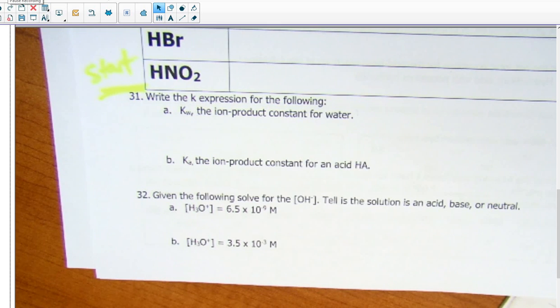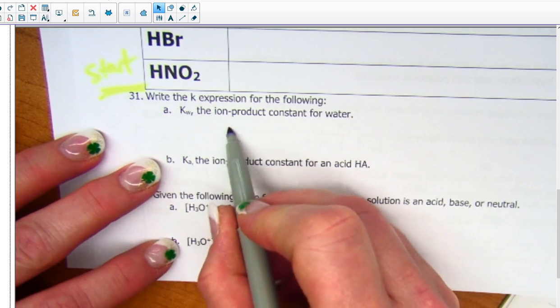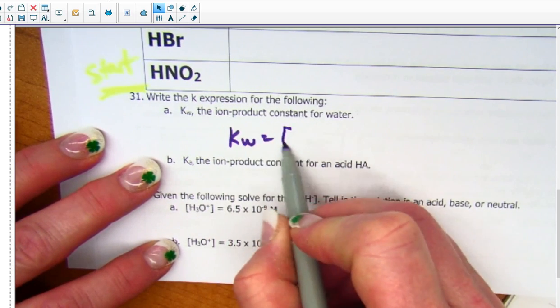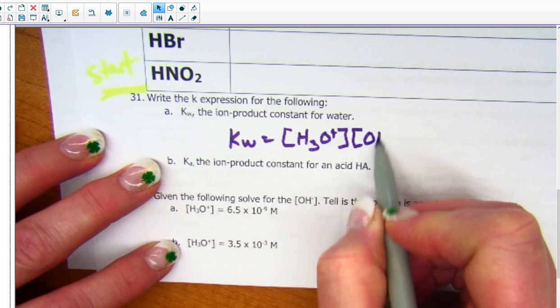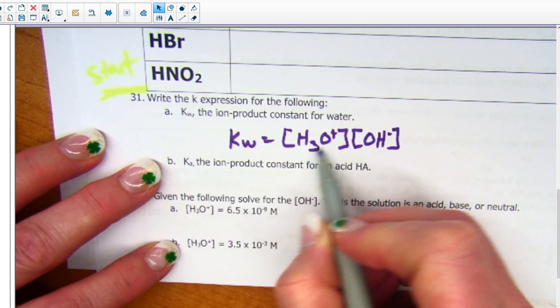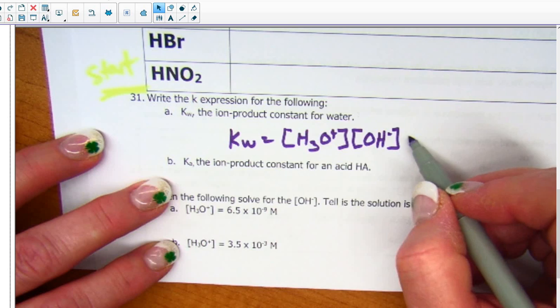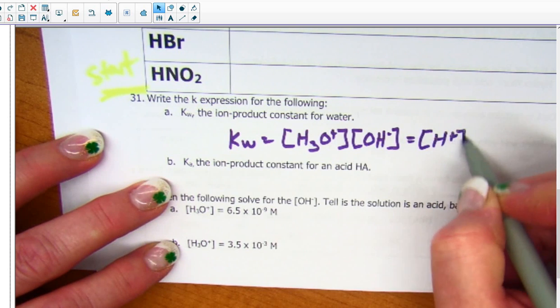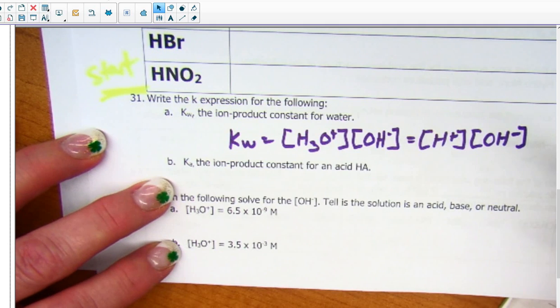Okay, so this is where the old review ended and the new review starts. So we're going to start with, first of all, write the K expression for the following. Kw. Kw is just equal to H3O+ times OH-. Now remember, I told you sometimes I would write H3O+ as H+. So if you see, it's also equal to H+ times OH-. But they're using a lot more of the H3O+, so I wanted to make sure that you were aware of that.